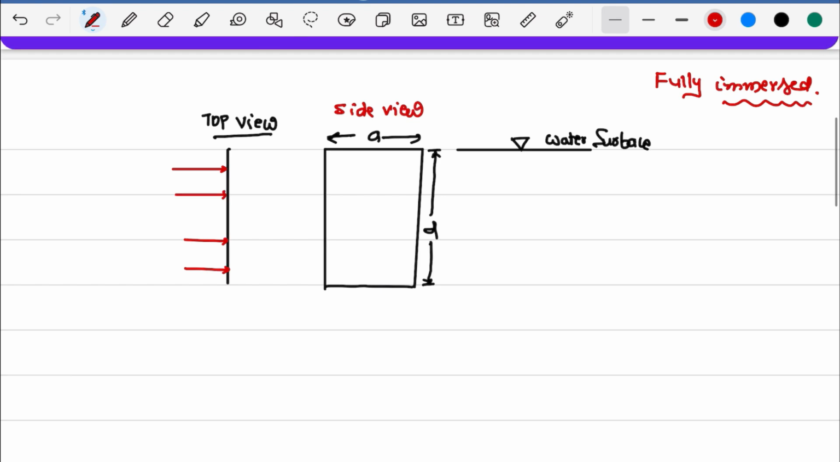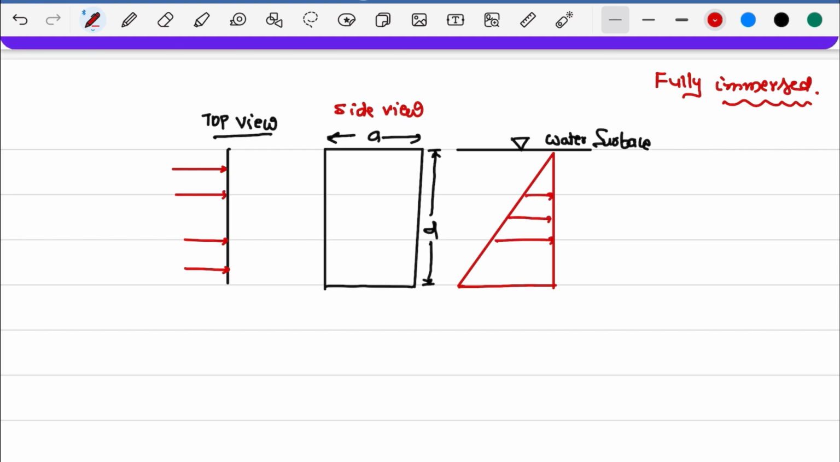Then what will be the pressure diagram? With depth, pressure increases. Please view the first 3-4 lectures of my previous classes on fluid mechanics for properties and regarding pressure. Now, the pressure diagram will be like this. Pressure will be acting this way.